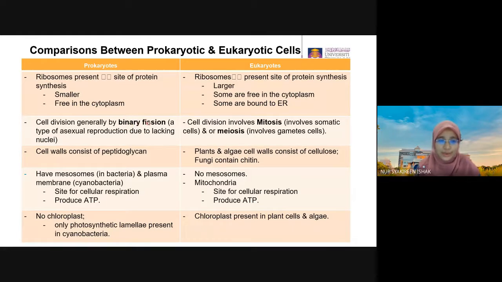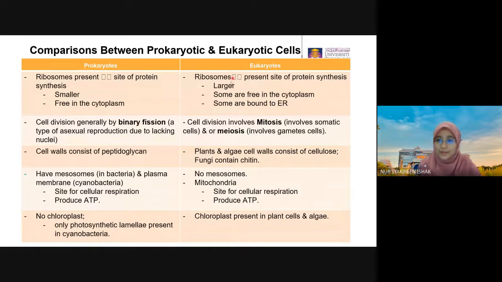Please highlight this one. It is a type of asexual reproduction. They don't have a nucleus, so that's why we do not use the term mitosis. Nampak macam mitosis, tapi bukan mitosis. Sebab apa? Mitosis ni adalah cell division yang melibatkan nucleus. For these prokaryotes, because they do not have a nucleus, the cell division is not through mitosis, but the term we call it is binary fission.